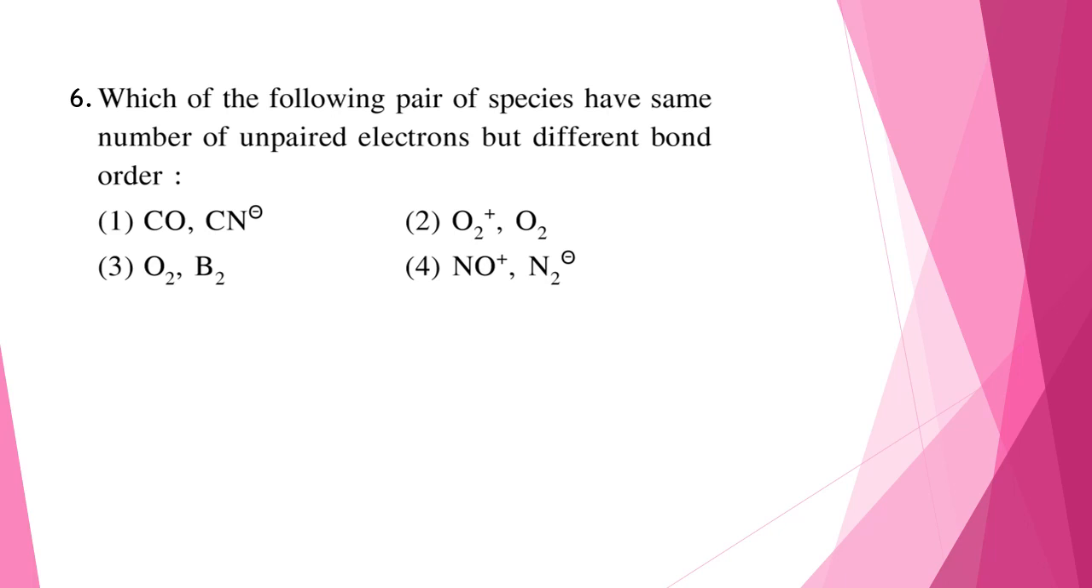Question 6. Which of the following pair of species have same number of unpaired electrons but different bond order? So you know that if you calculate, O2 and B2 have same number of unpaired electrons, that is 2, but the bond order in O2 is 2 and the bond order in B2 is 1. So the correct answer here is option 3.